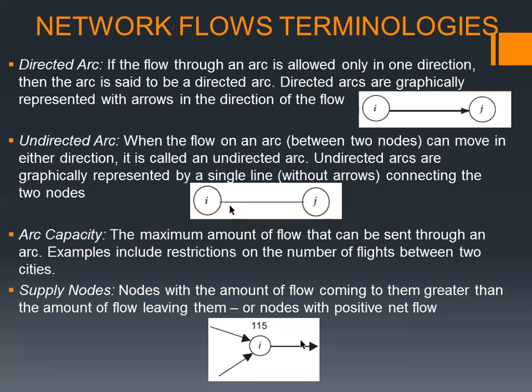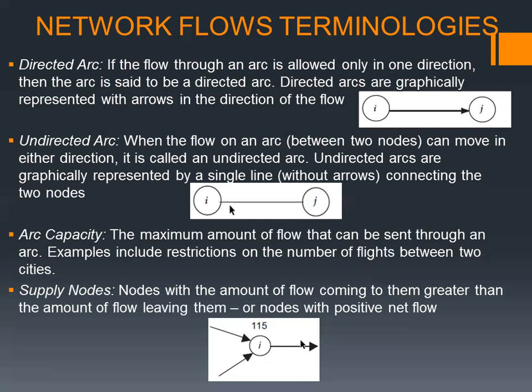Now, there may be two airports between which you will have flights from one airport to the other in both directions. In such cases, you will not represent the flow with arrows, but instead you will use a single line. This kind of flow movement is called an undirected arc.